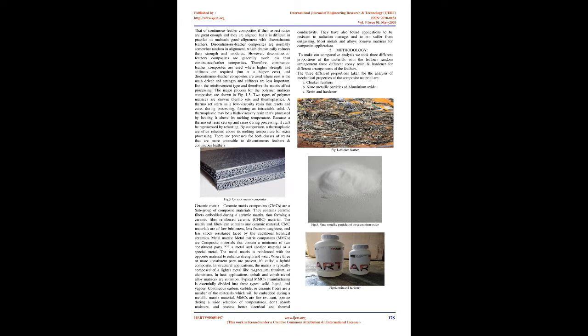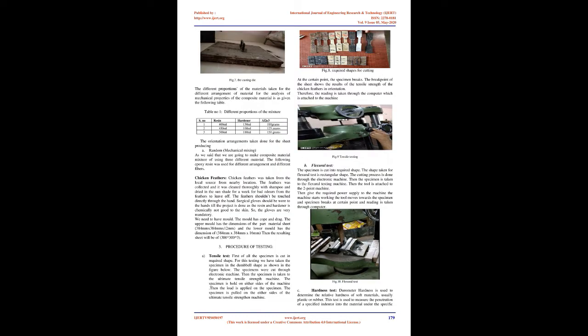Metal matrix composites, MMCs, are composite materials that contain at least two constituent parts: a metal and another material or a different metal. The metal matrix is reinforced with the other material to enhance strength and wear resistance. Where three or more constituent parts are present, it is called a hybrid composite.